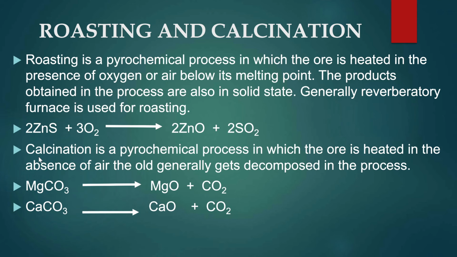Now calcination. Calcination is a pyrochemical process in which the ore is heated in the absence of air. See the difference, children. Roasting is in the presence of oxygen, whereas calcination is in the absence of oxygen or air. The ore generally gets decomposed in the process. MgCO3, magnesium carbonate, on heating gives magnesium oxide and carbon dioxide. Similarly, calcium carbonate on decomposition gives calcium oxide and carbon dioxide. Both these processes take place in the absence of oxygen.